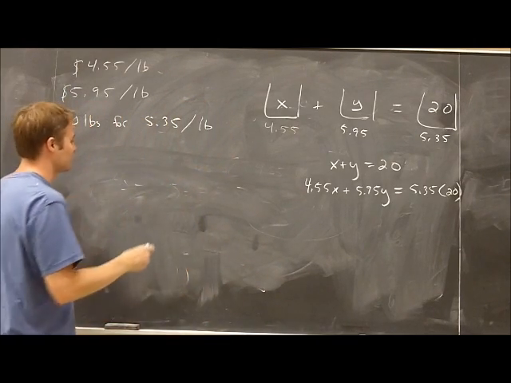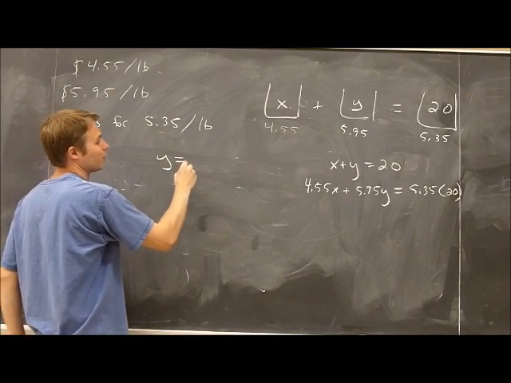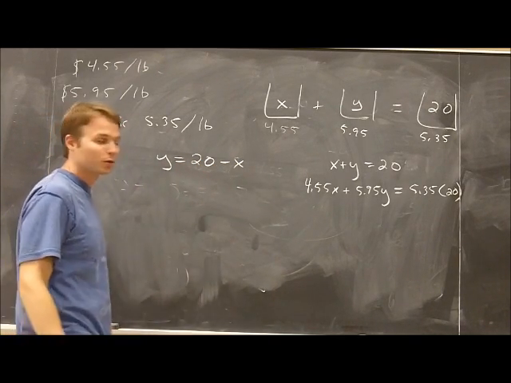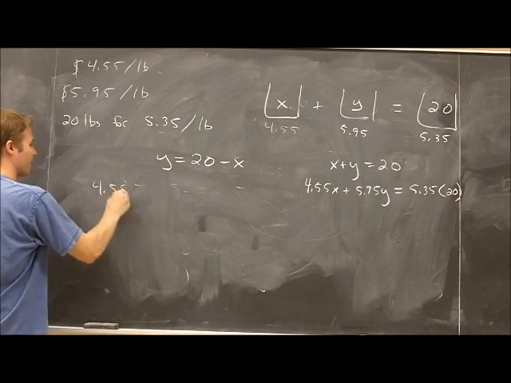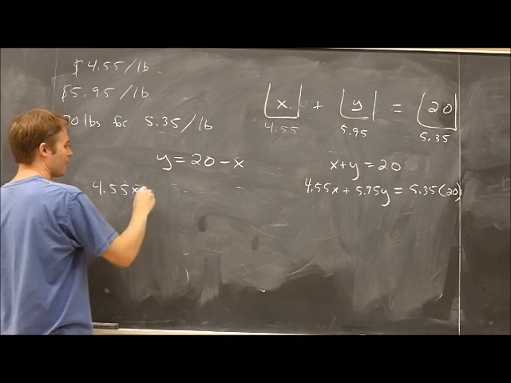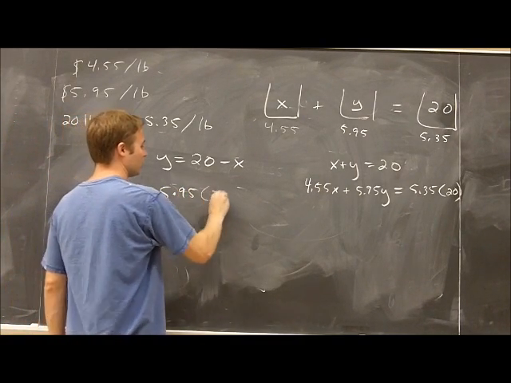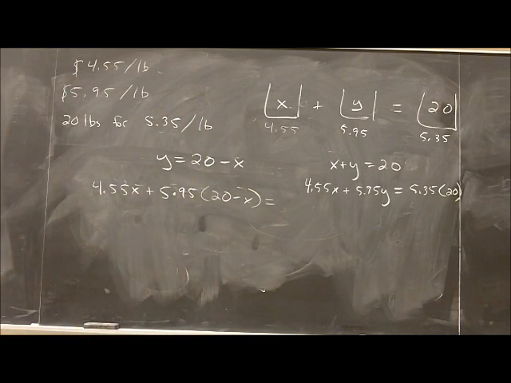So to solve this, I would use the substitution method, just because it's pretty quick. I would solve the top equation for y equals 20 minus x, and then I can substitute that into the bottom equation. So 4.55x plus 5.95 times 20 minus x is equal to 5.35 times 20.